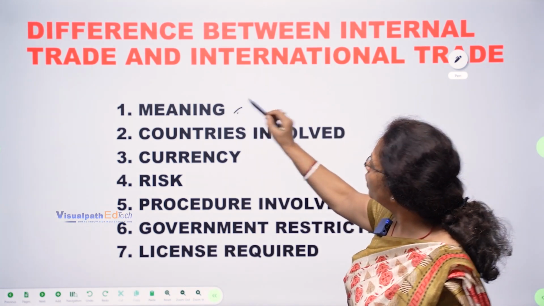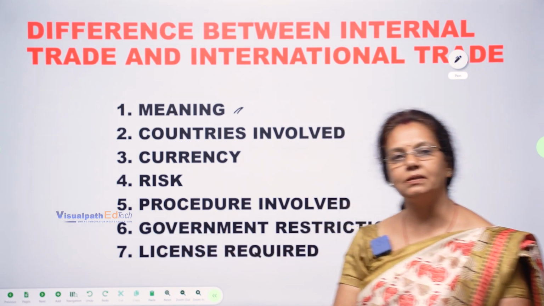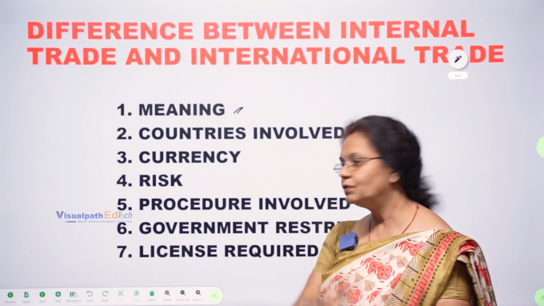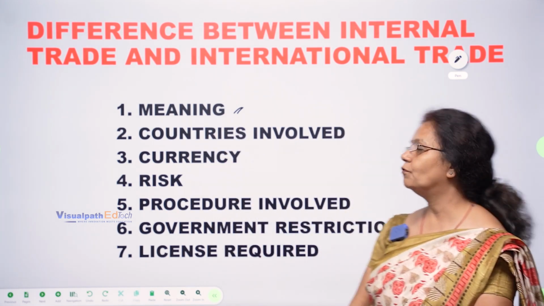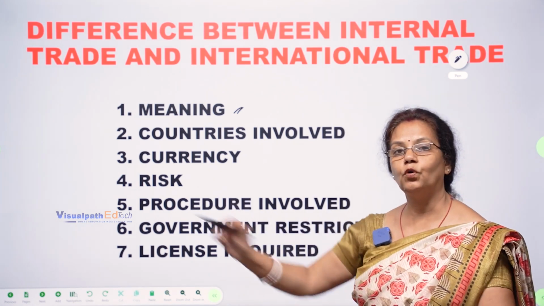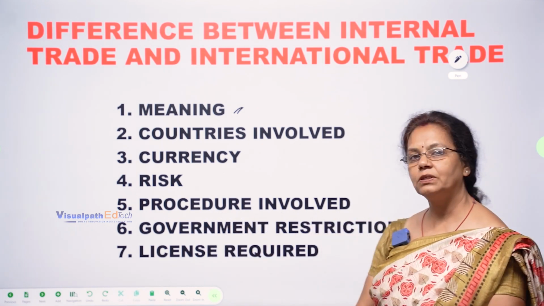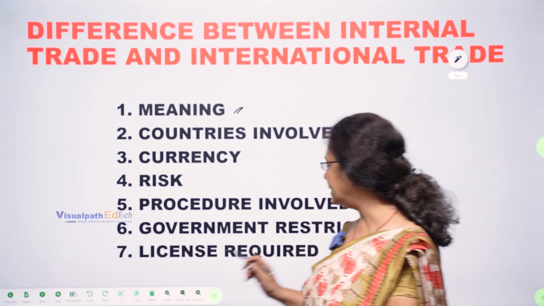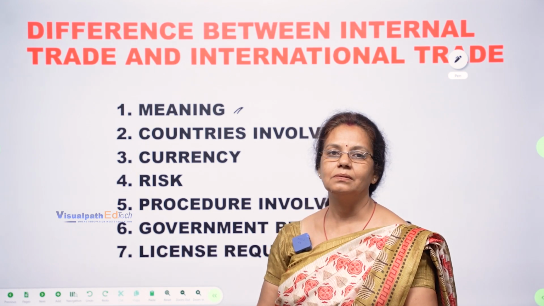First of all, the categories: there are seven categories I have given here. First one is meaning. Next is countries involved. Third is currency. Fourth, risk. Fifth, procedure involved. Sixth, government restrictions. Seventh is license required. So, which one wants what?